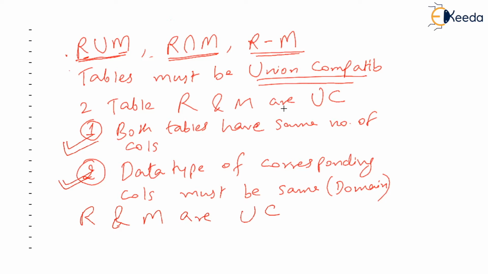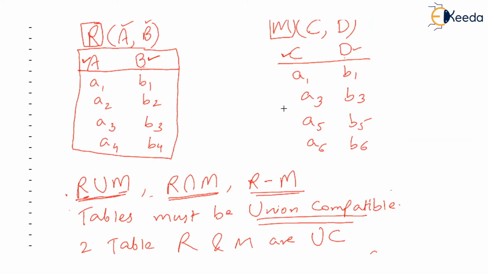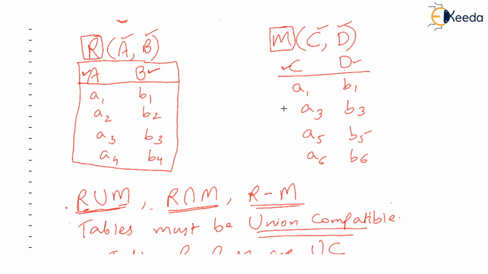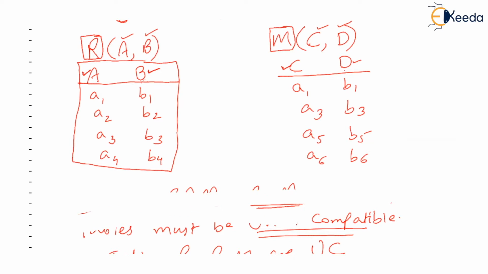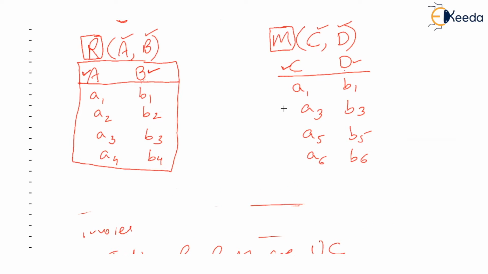Okay. Now let's find out, because these two tables we are assuming are union compatible. First of all, they have the same number of columns, two columns in R and two columns in M. And we are assuming the domains of A, B are the same as the domains of C, D. Now let us find out what is union. What will be the union of these two?